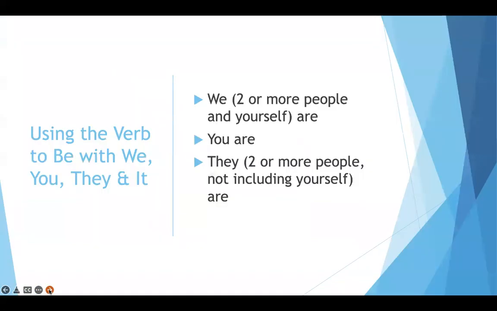All right, now we have a little bit more grammar using the verb to be with we, you, they, and it. So we means 2 or more people, including yourself. And if you have we, you would say we are. You means you are talking directly to another person, and you would say you are. And they means that there are 2 or more people, not including yourself. And you can say they are.